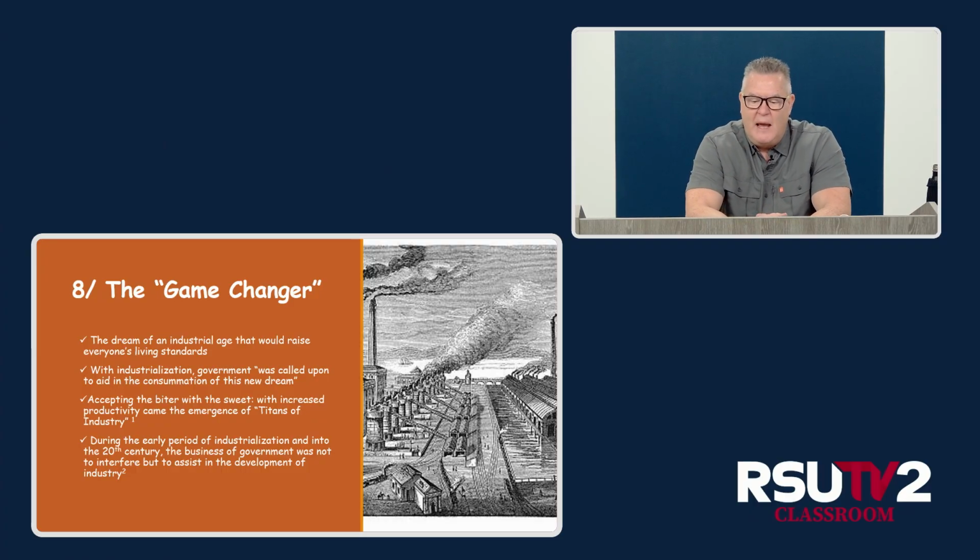Government was called upon to aid in the consummation of this new dream. And you're having to accept a certain amount of the bitter with the sweet. With increased productivity comes the emergence of the titans of industry. And the titans of industry line is very useful for FDR, okay, for Franklin Roosevelt, because they are the foil against which he is running in 1932. He's basically saying that these titans of industry have helped create the Great Depression. Okay, so he has someone that he is blaming for a lot of these problems.